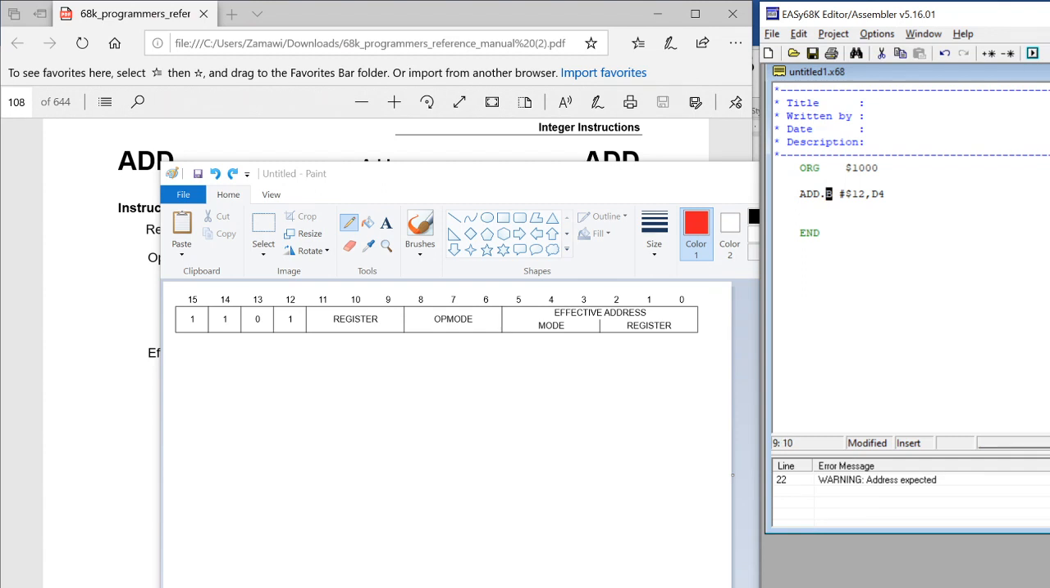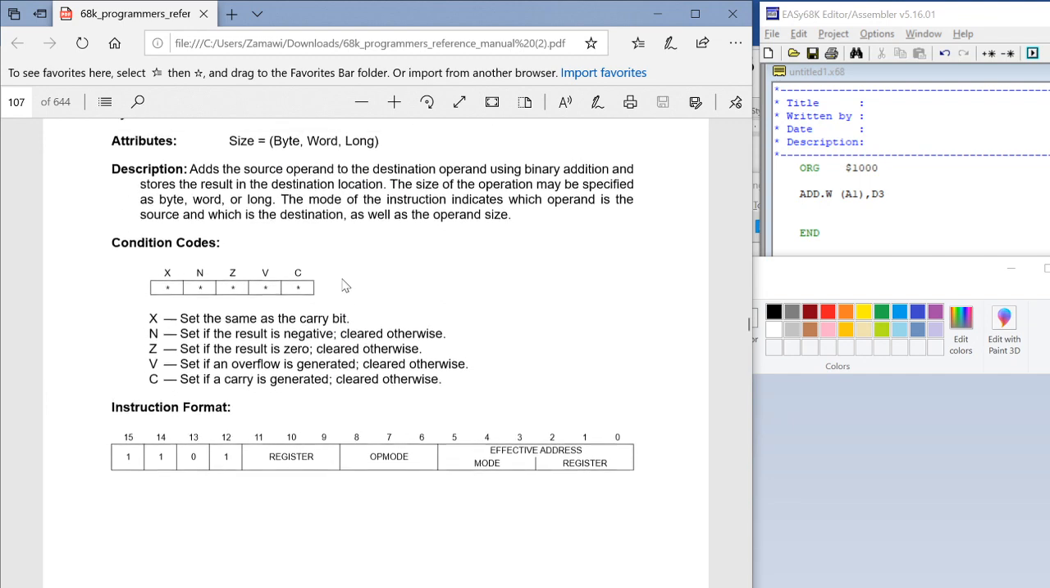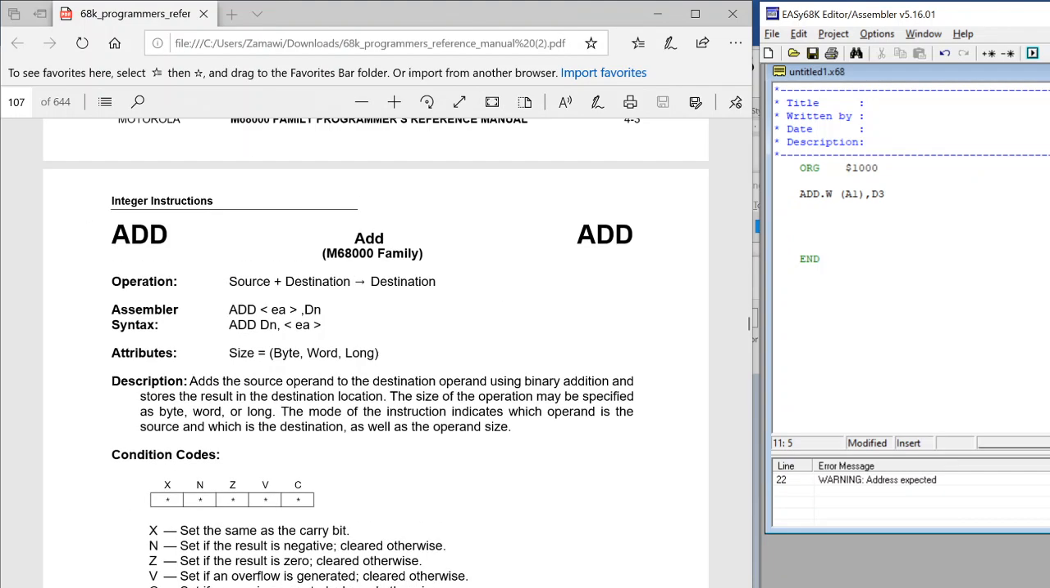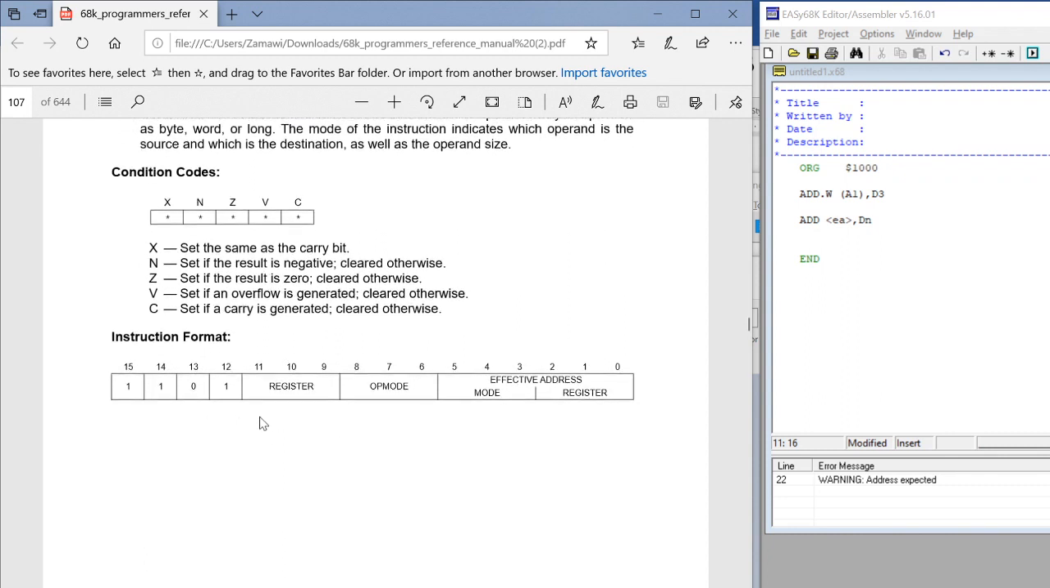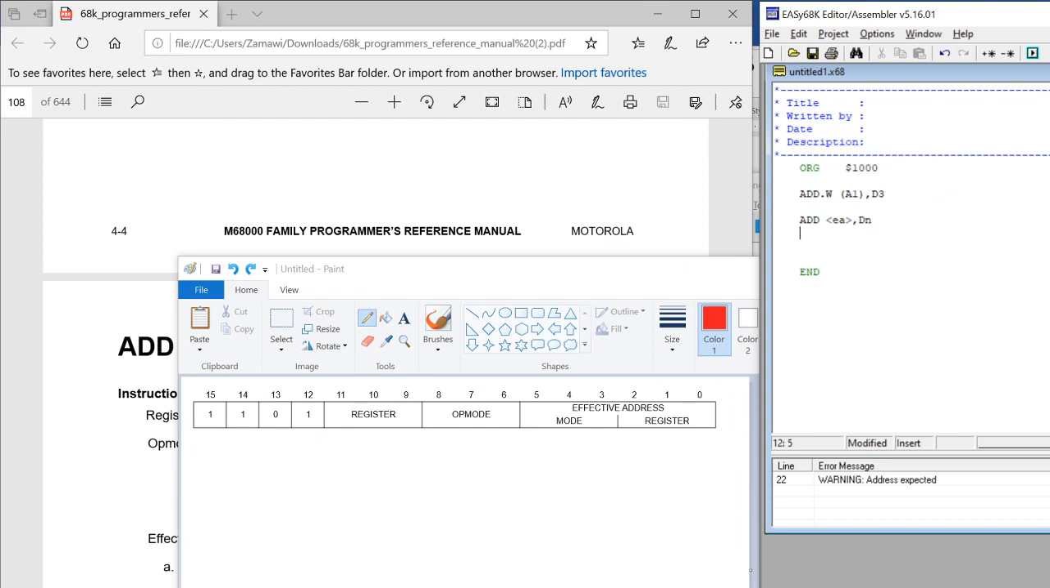Try ADD.W (A1), D3. Again, you have to refer back to the ADD instruction here. The pattern will be like this. You are going to take this pattern, ADD effective address to Dn. So this is the one. Now you're going to put the register here. The register specifies any of the 8 data registers. So data register number 3.